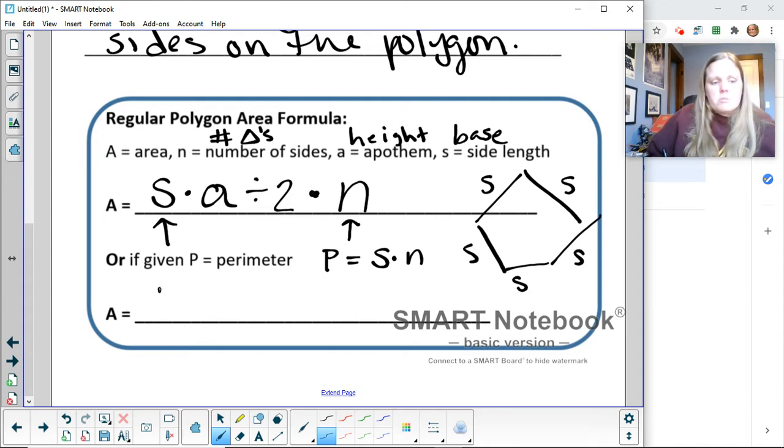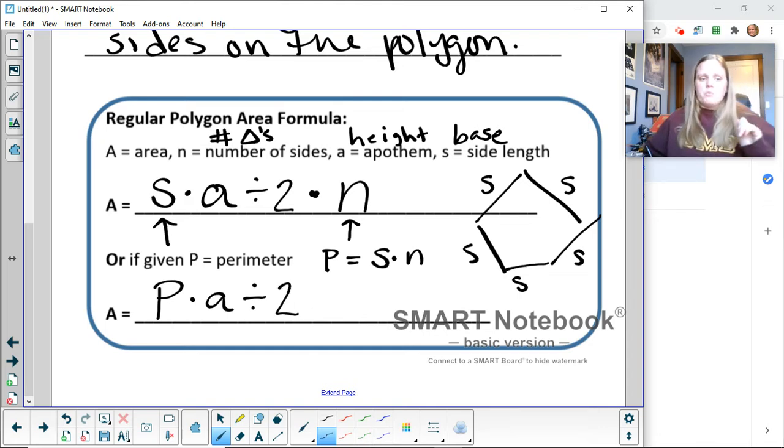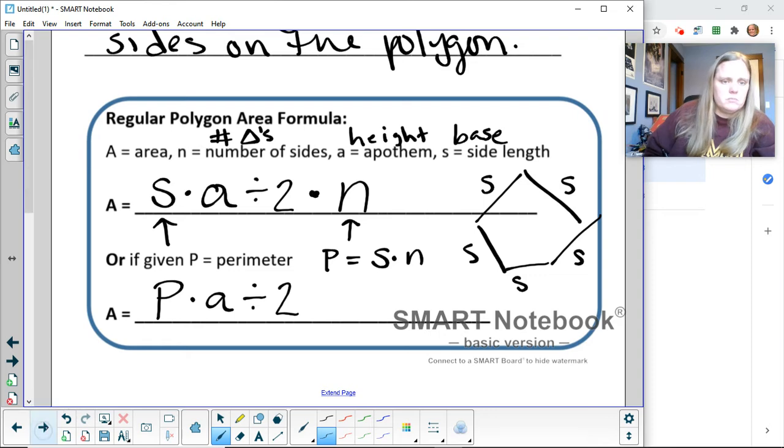So another way to do this would be to take the perimeter of the shape, multiply it by the apothem, and then divide by 2. So both formulas are correct. They both get you to the same result. They tell us how big an area inside the polygon is.